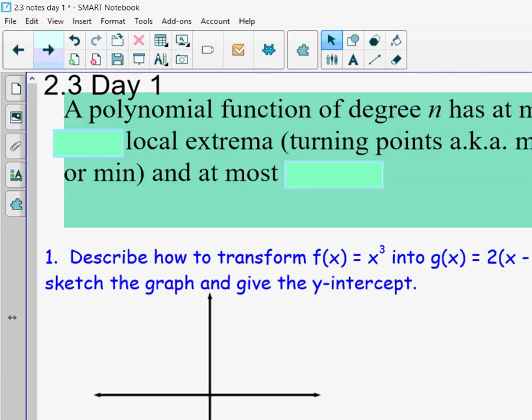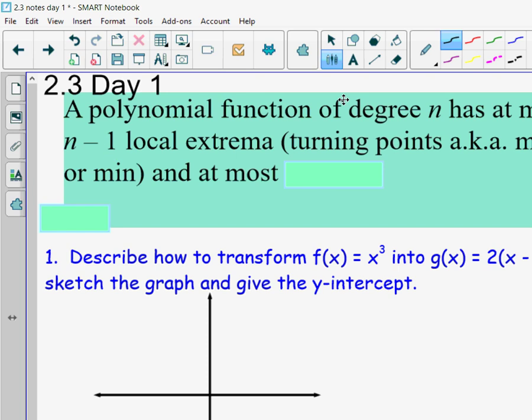So first of all, really important idea: a polynomial function of degree n has at most n minus 1 local extrema points. That means turning points, max and mins, and at most n zeros. And so think about one that we hopefully feel pretty good about, y equals x squared. A quadratic graph only has one turn in it, right? 1 less than 2. And it has at most 2 zeros. That's the most times it can cross.